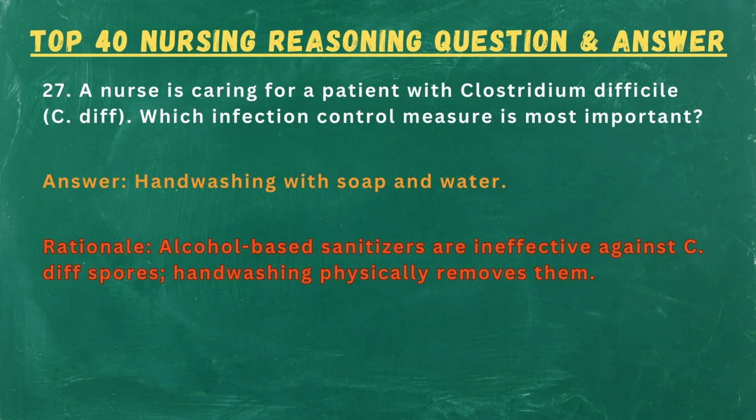27. A nurse is caring for a patient with Clostridium difficile, C. diff. Which infection control measure is most important? Answer. Hand washing with soap and water. Rationale. Alcohol-based sanitizers are ineffective against C. diff spores. Hand washing physically removes them.